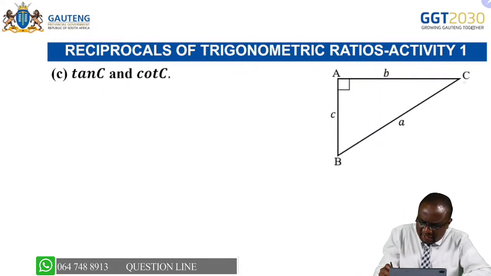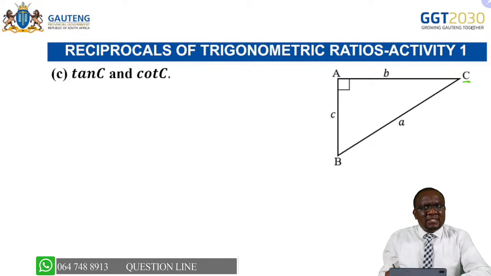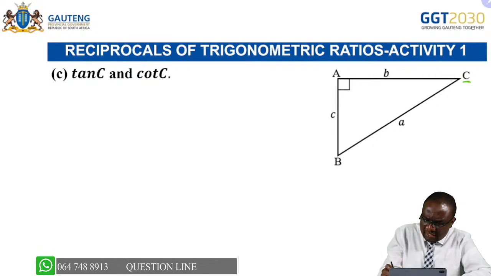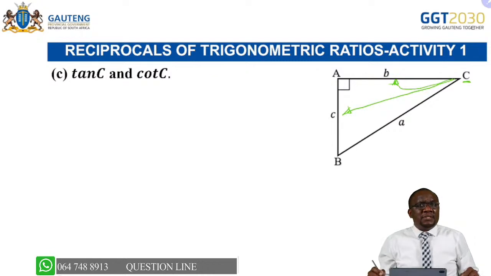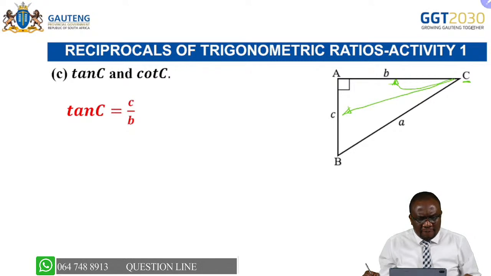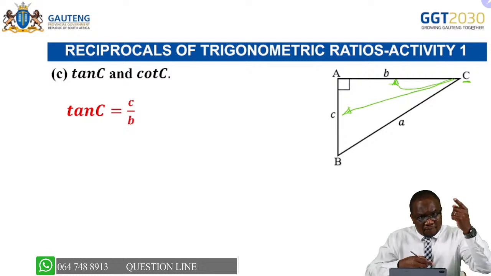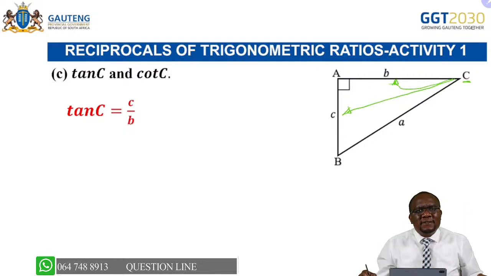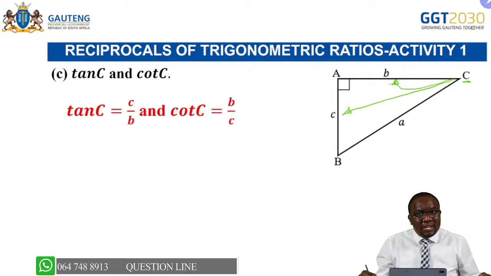The reference angle is this one, still this one. And then tangent of angle C is opposite side, which is this one, over adjacent side. Adjacent means next to the angle. So it's going to be C over B. Okay? So what is the reciprocal? You must get this one right. Cot C is going to be B over C. You see that? Did you get everything correct? Well done, well done, well done.